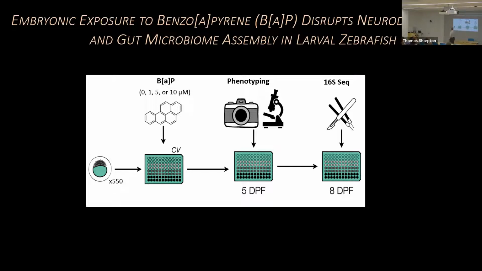So we took a boatload of embryos, 550 different fish, and we deposited them across these 96 well plates and exposed them to 0, 1, 5, or 10 micromolar benzo[a]pyrene. And then we phenotyped their behavior, and then we dissected their intestines. This is one of the reasons it's oftentimes great to be the boss. I was the one sitting under the microdissection scope trying to do this, but I have a great team of people who did this on every single one of these fish. And we did 16S profiling on our microbiomes.